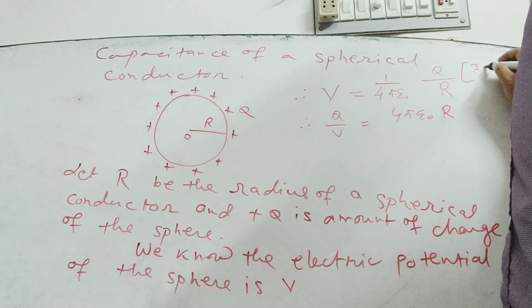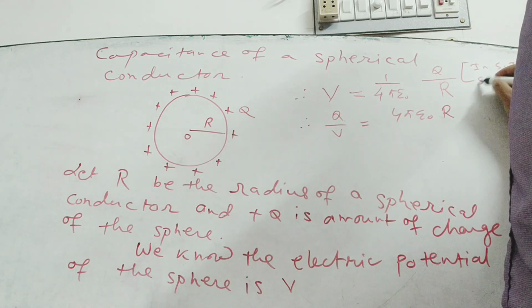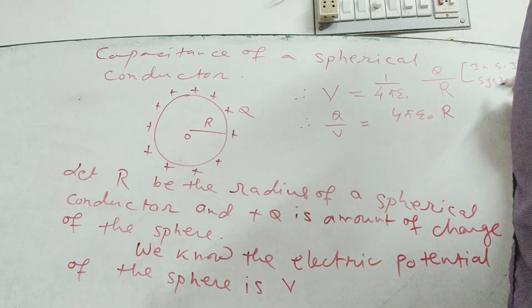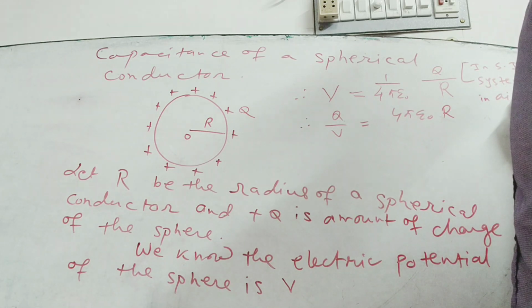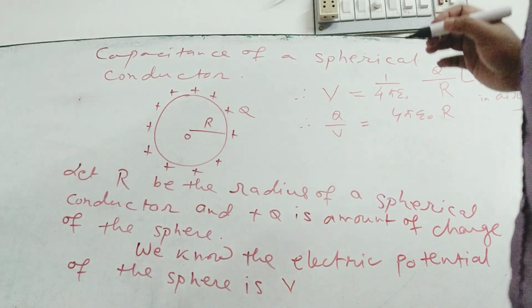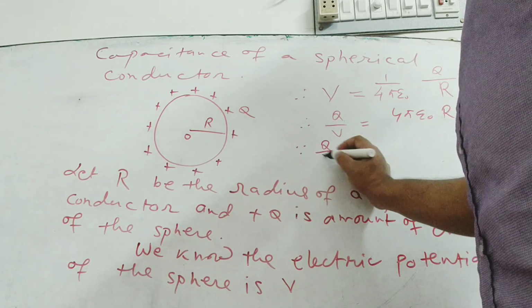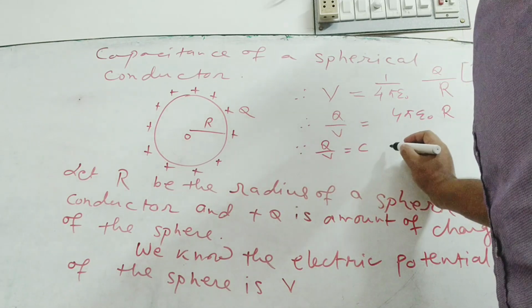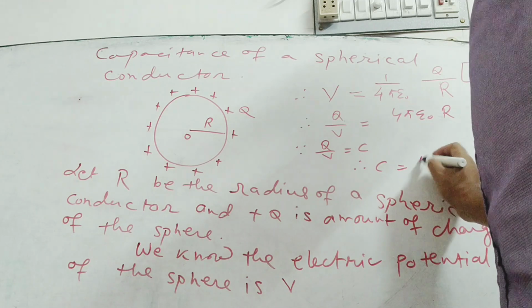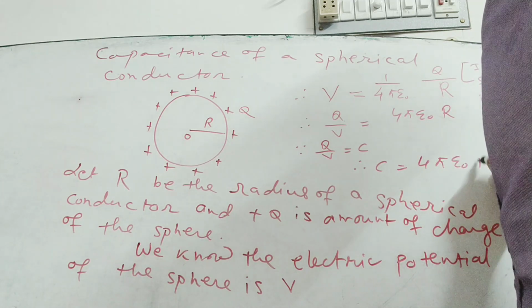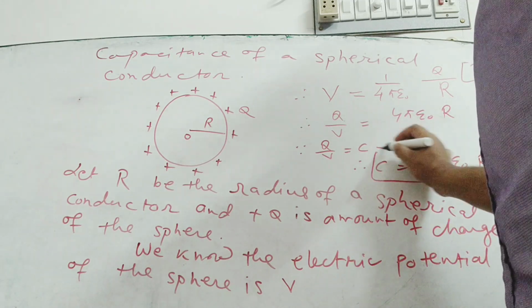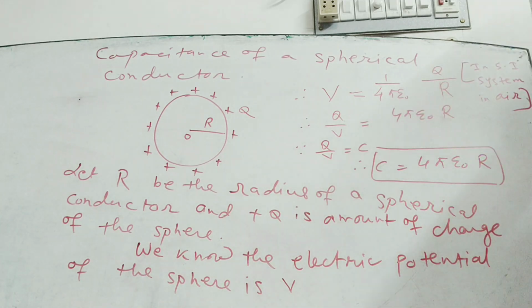This is in SI system in air medium. We know Q by V is equal to C, therefore C is equal to 4 pi epsilon 0 into R. This is the capacitance of the charged sphere in air medium.